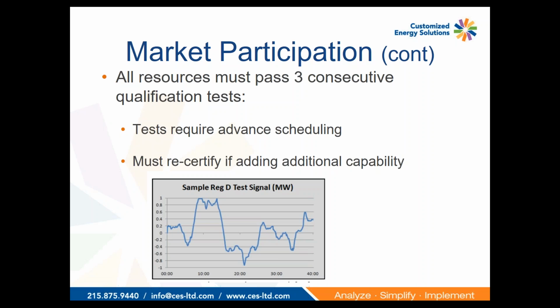Also, resources that maybe are starting in the market at one level of participation and then want to add additional capability later on, they would have to go back through that qualification process in order to add the additional capability. So it can be a little bit of a trade-off of, do you wait till you have the entire facility online, get it registered and certified all at once, or do you try to build the project out in phases? And then if you do build it out in phases, you may have a little bit of additional time while you qualify the additional phases.